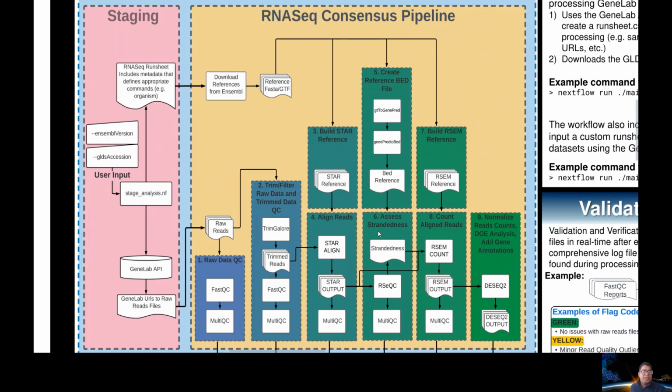And then we combine the assessed strandedness, the STAR alignments, and an RSEM reference to generate our unnormalized gene counts. Those gene counts are then normalized before undergoing differential gene expression analysis with DESeq2, and additional gene annotations are added to generate a final annotated DGE output table.